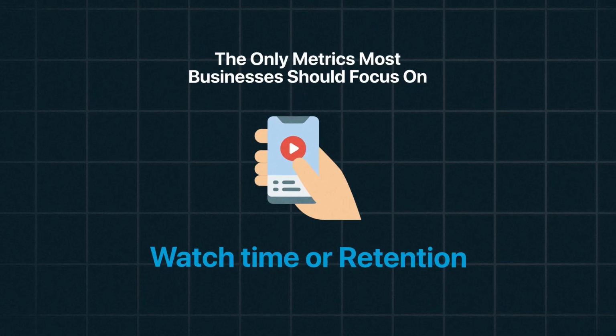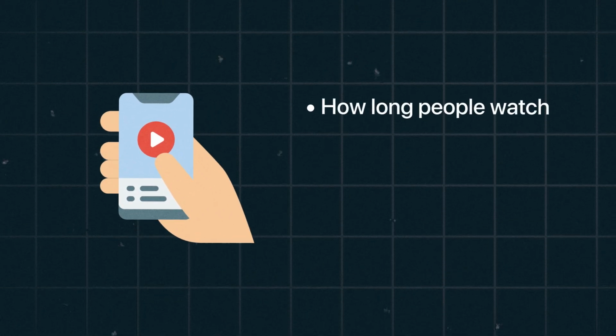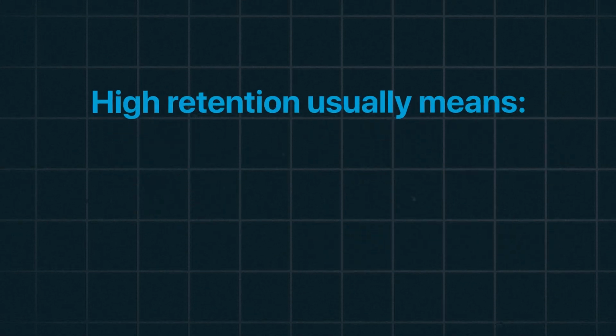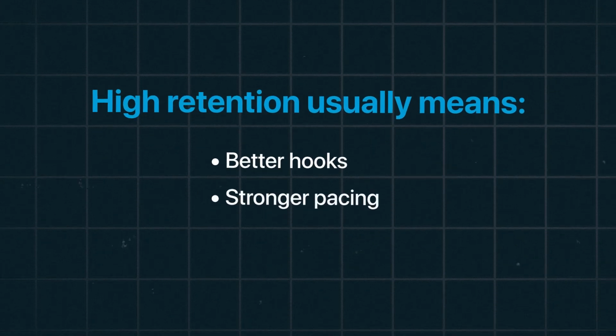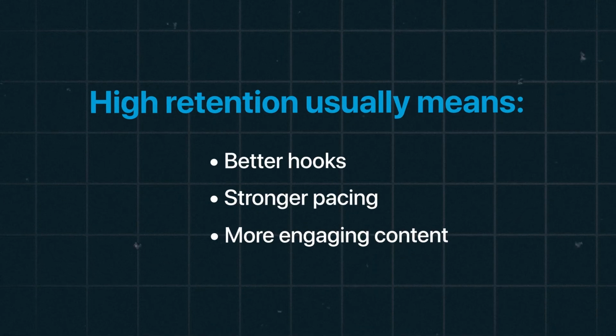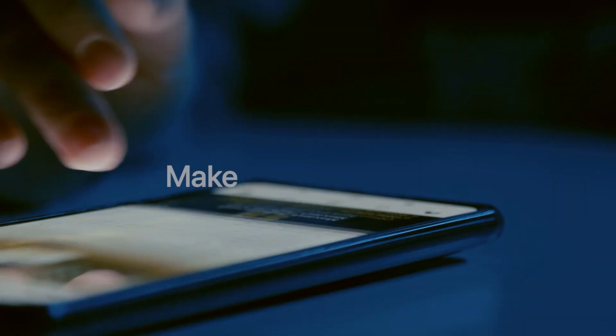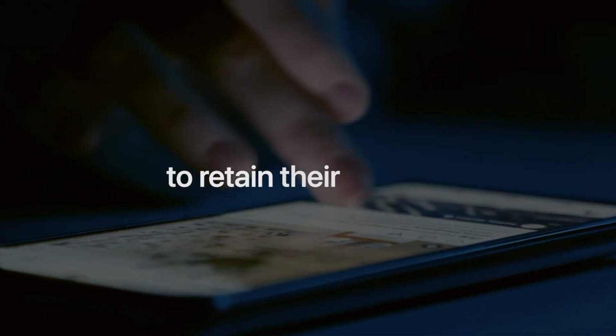These days, platforms care deeply about how long people watch, how long they stay on the platform, and whether they finish your content. High retention usually means better hooks, stronger pacing, and more engaging content. Attention is currency now, so once you've gotten the reach, make sure your hooks and content topics are attention-grabbing enough to retain the viewer's interest.